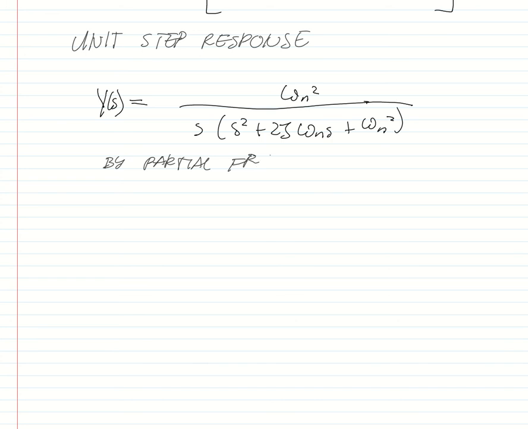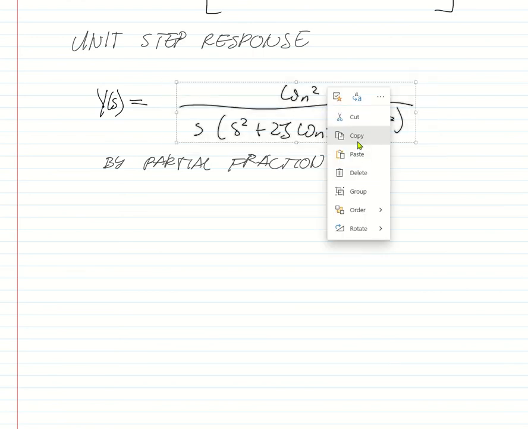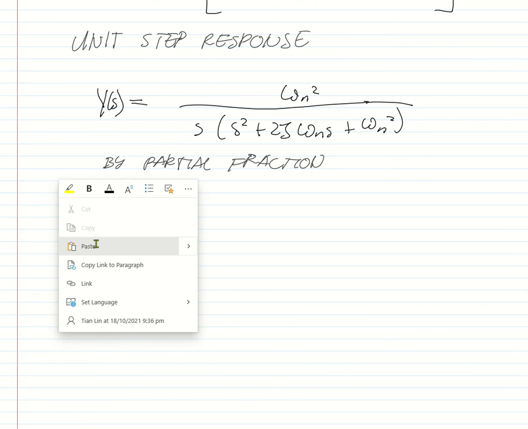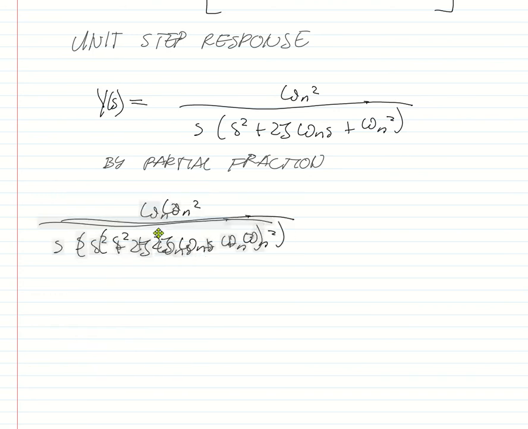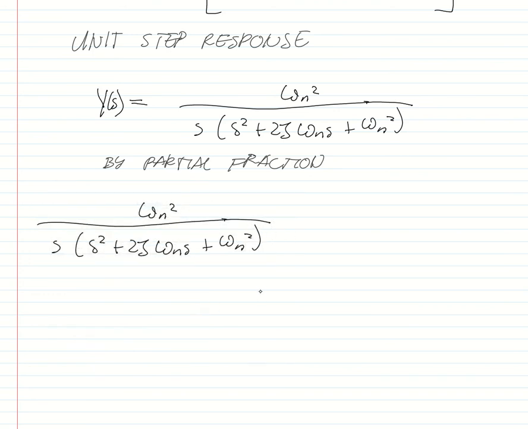By partial fractions, we divide this into partial fractions. I'll just copy this one. Then after that, we will be doing the inverse Laplace. So this will be case 1 of the partial fraction and also case 3, when the denominator contains a binomial or a first order and a quadratic equation for case 3.